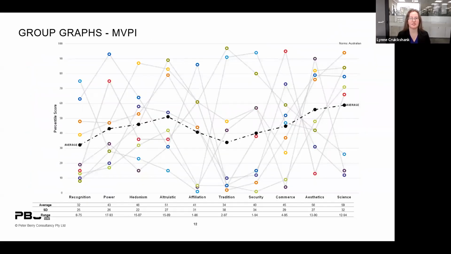So similar to before, now we're looking at the team's group graph around the MBPI. Again, open up that discussion around what you see in terms of this group's culture and shared values based on what's coming through in their MBPI.